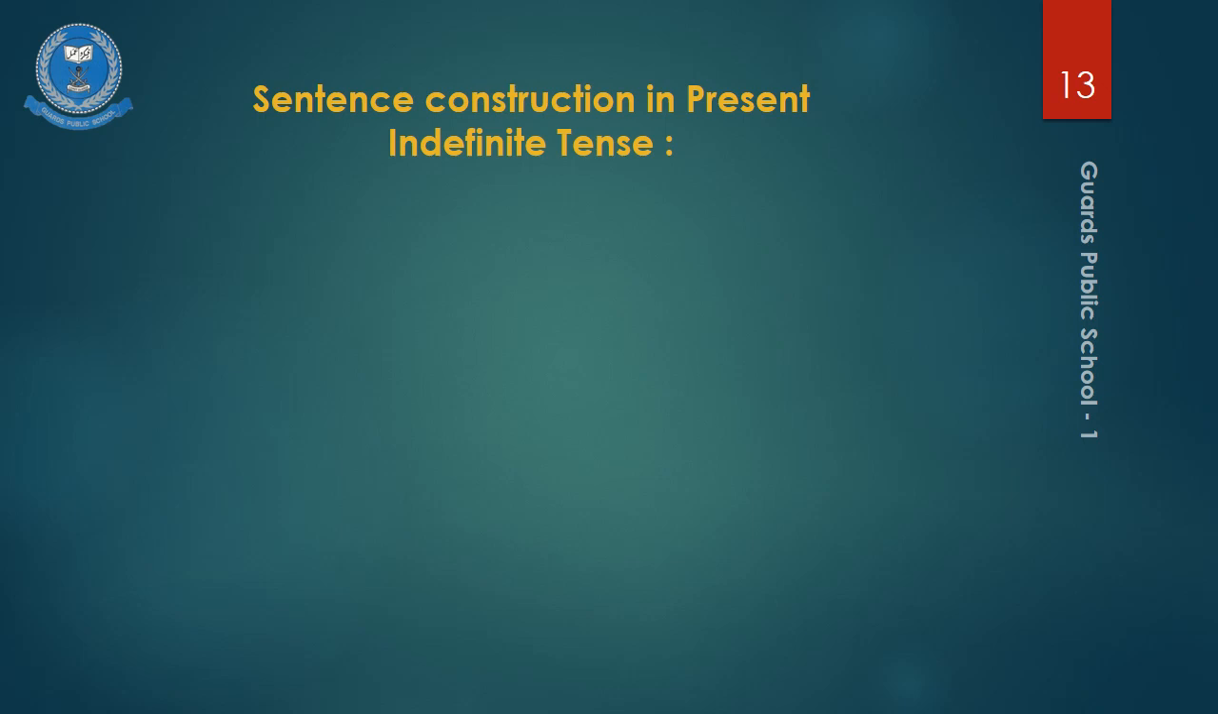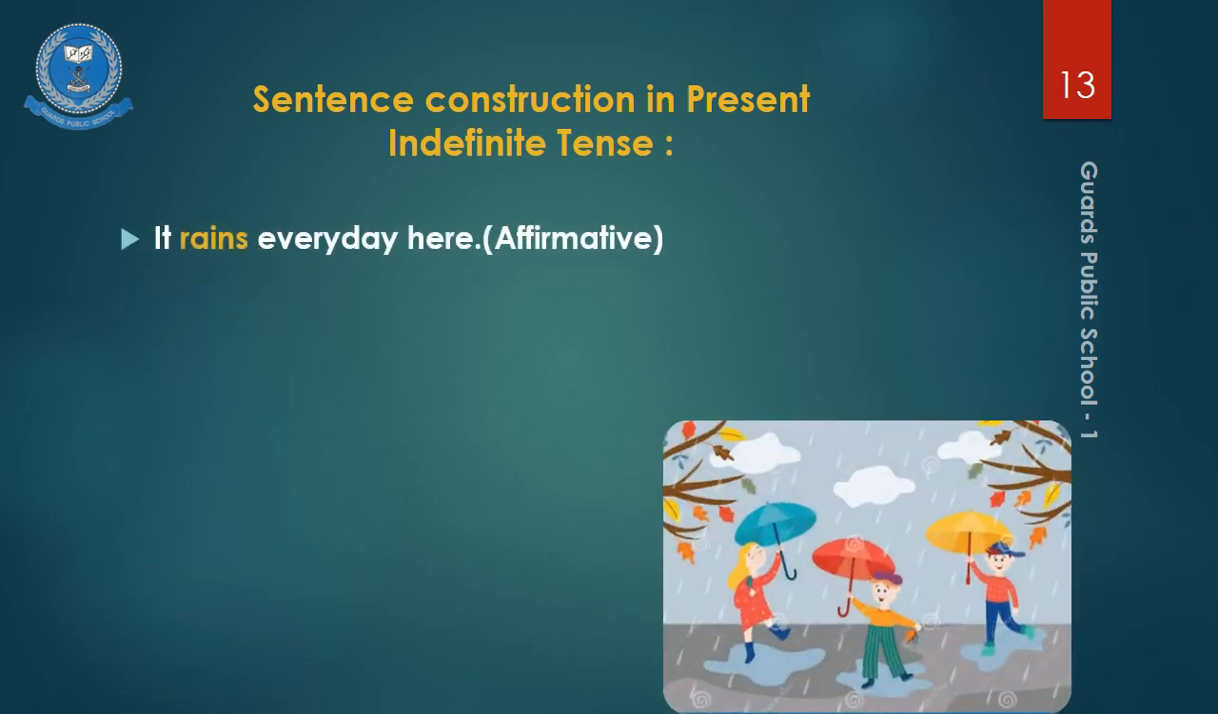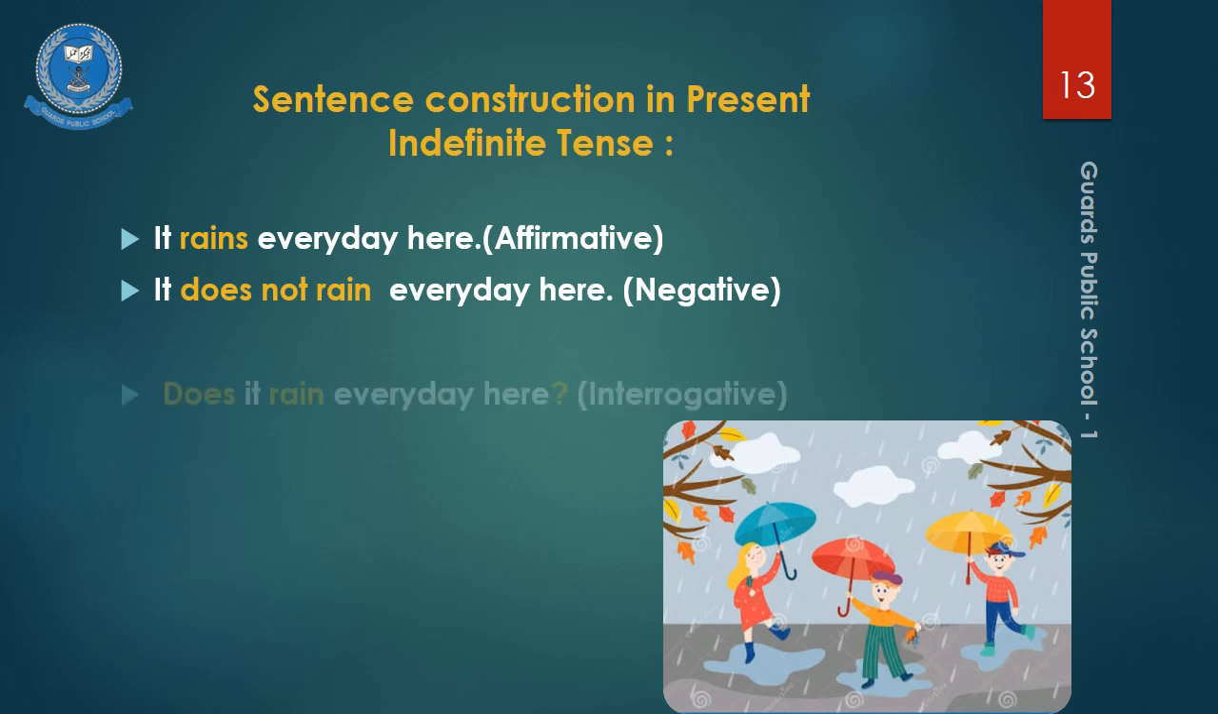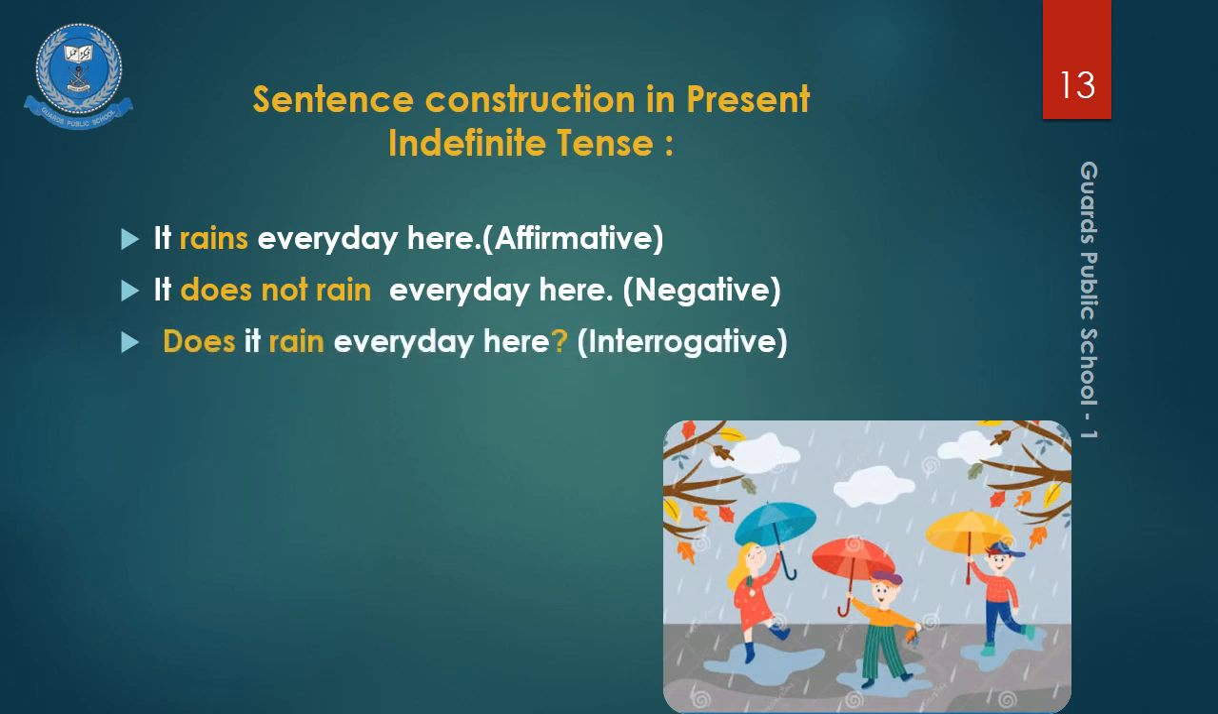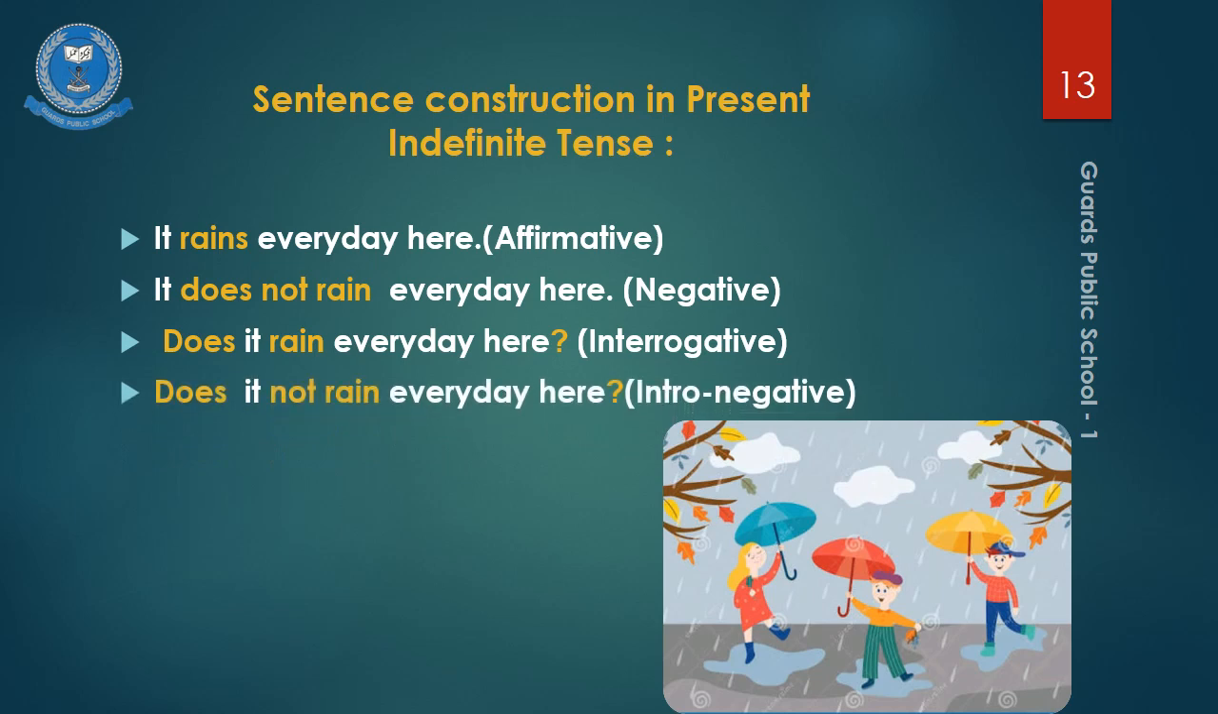Sentence number 2 is, it rains every day here. This is affirmative, and the verb is written with S. Our negative structure is, it does not rain every day here. Interrogative is, does it rain every day here? Question mark. And finally, our interrogative negative is, does it not rain every day here? Question mark.